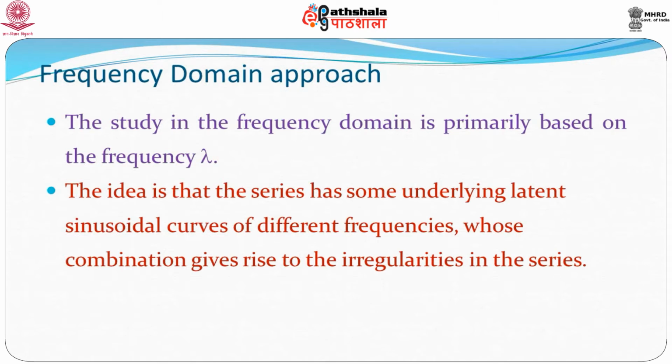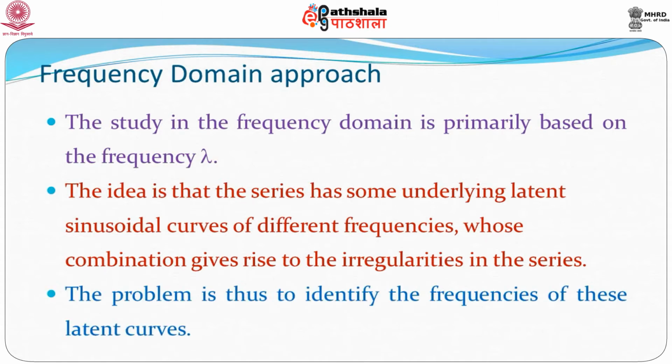So, if you have nice sinusoidal curves, they should be giving you regular series. Primarily it might become even deterministic, but what happens is you have a combination of these curves along with some randomness, and you get a resultant time series. And then the problem becomes to look at the series and identify the underlying curves, that is, identifying the frequencies that give rise to these underlying curves.